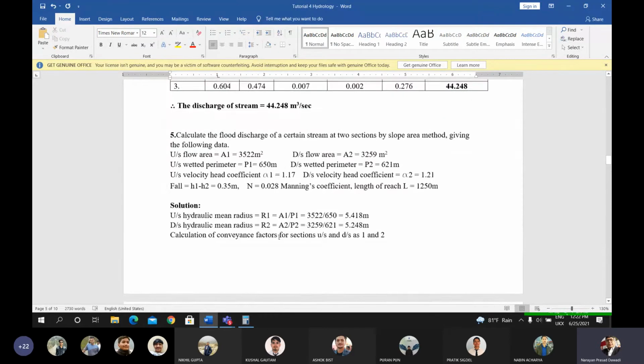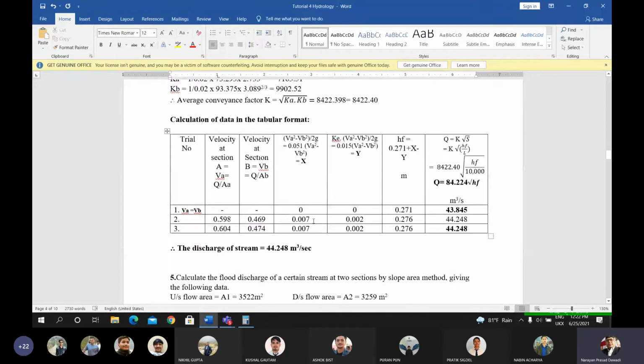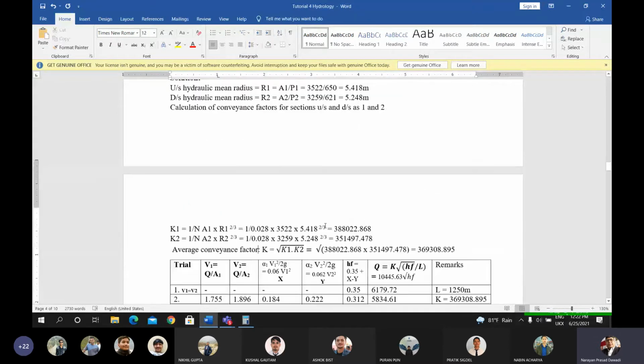Now use the same formula here. The friction head loss, if I consider the sections as 1 and 2, so that hf is equal to H1 minus H2 plus V1 square minus V2 square by twice g, minus ke times V1 square minus V2 square by twice g. This is the formula to calculate the friction head loss. So the friction head loss is calculated here.